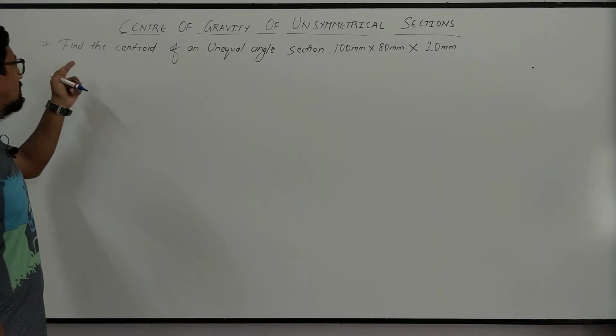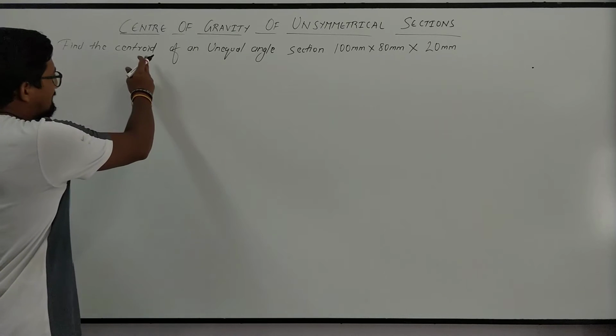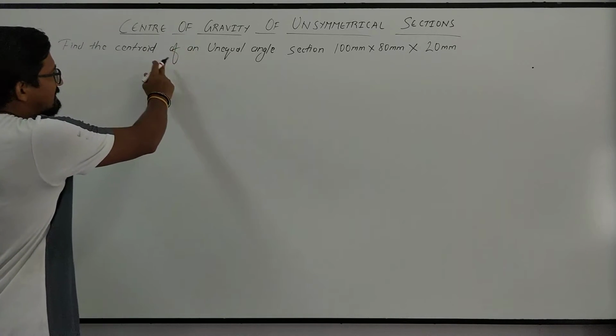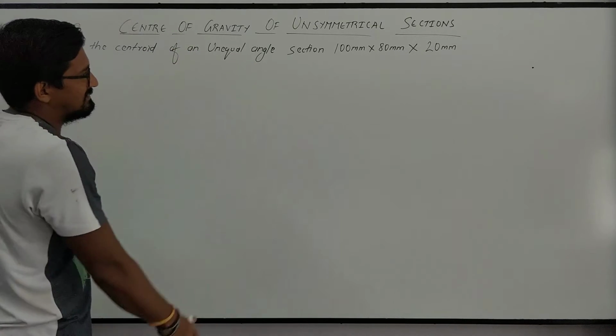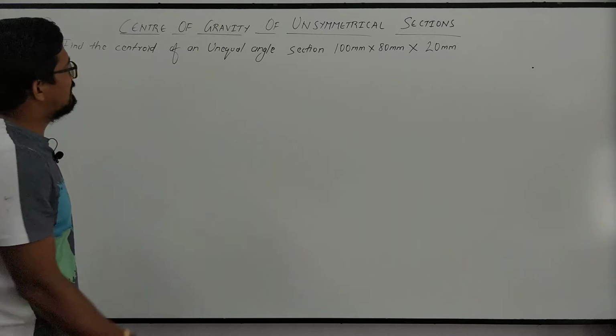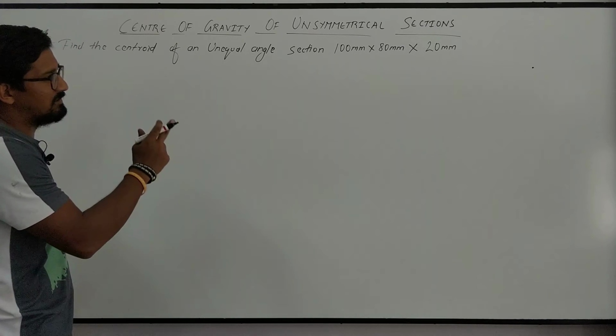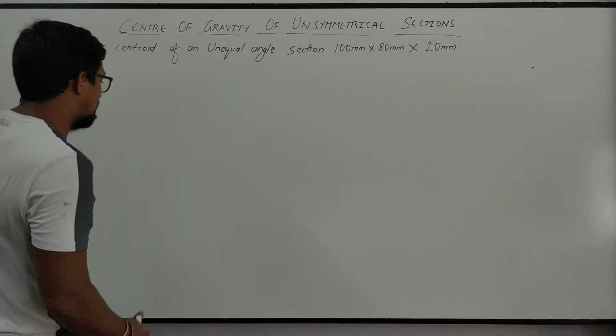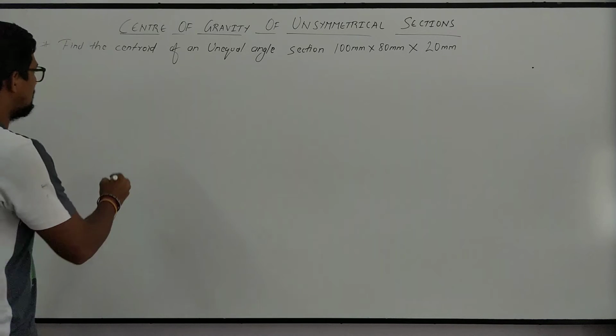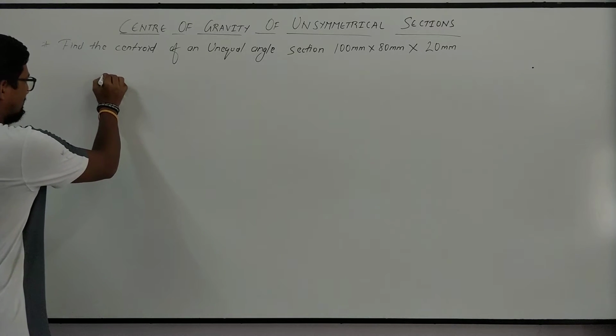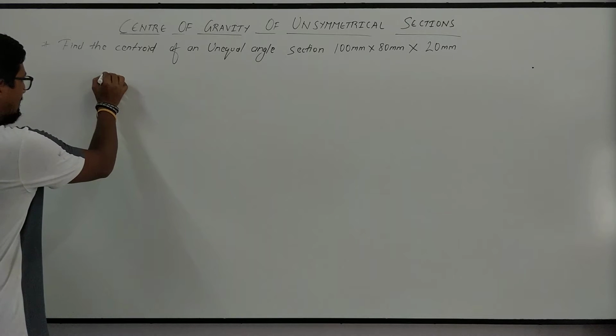So this is how the problem goes: find the centroid, which is the same as CG, of an unequal angle section. The dimensions of the unequal angle section are given as 100 mm into 80 mm into 20 mm. So let us start by drawing the unequal angle section. So it is 100 mm into 80 mm.